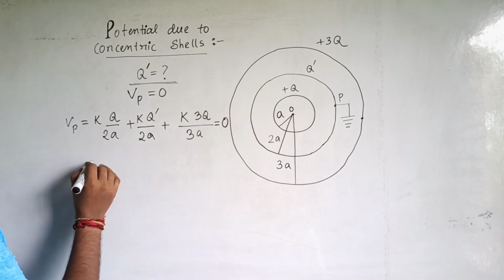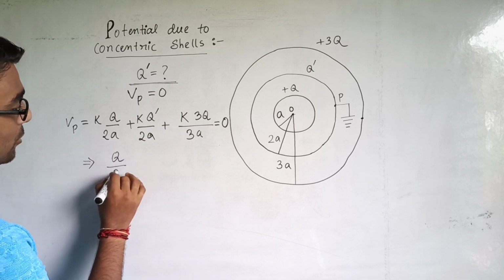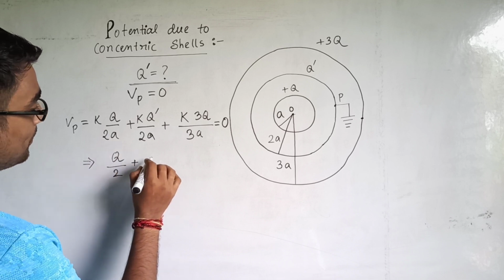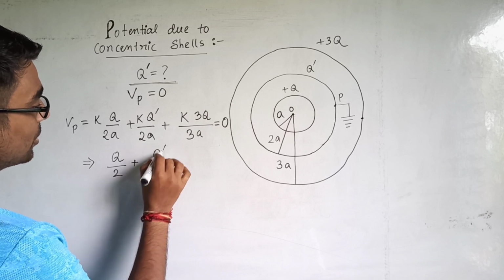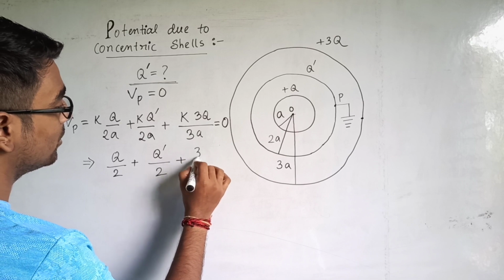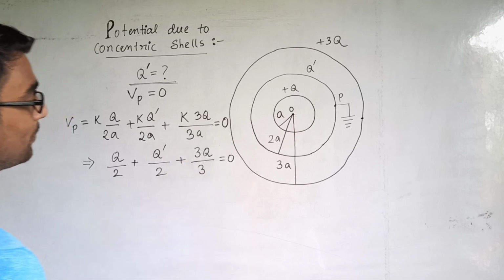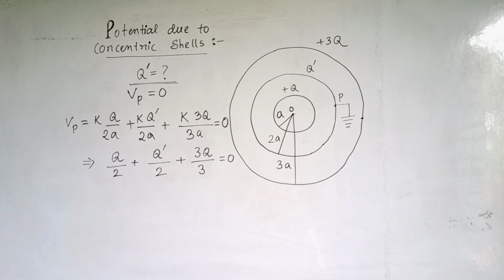Now it will be Q by 2 plus Q dash divided by 2 plus 3Q divided by 3 is equal to 0. Okay. Now we need to solve.